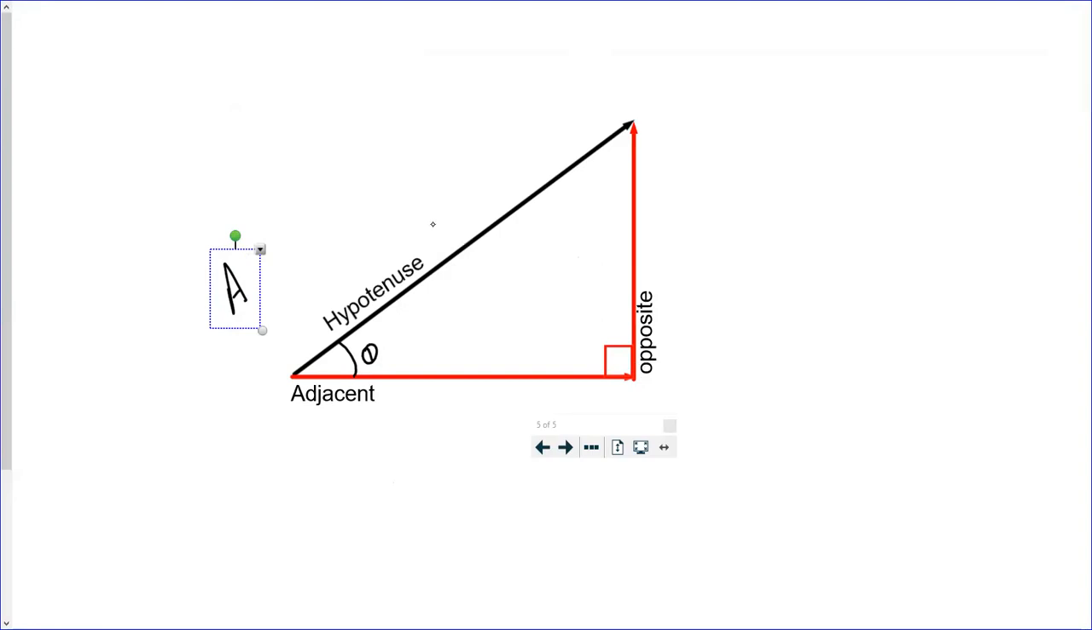Say that this right, black side has a magnitude of 100. This angle is, say, 30 degrees. Find the length of the adjacent side. Find the length of the opposite side.